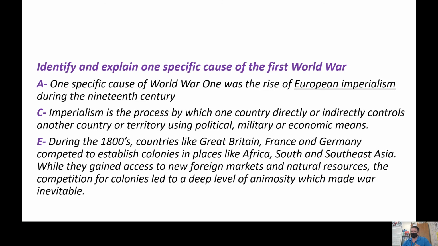And here's what I did. It's nothing really crazy. It's pretty broad, but it at least puts some specific players on the board and explains it a little bit better. During the 1800s, countries like Great Britain, France, and Germany competed to establish colonies in places like Africa, South and Southeast Asia. While they gained access to new foreign markets and natural resources, the competition for colonies led to a deep level of animosity, which made war inevitable.